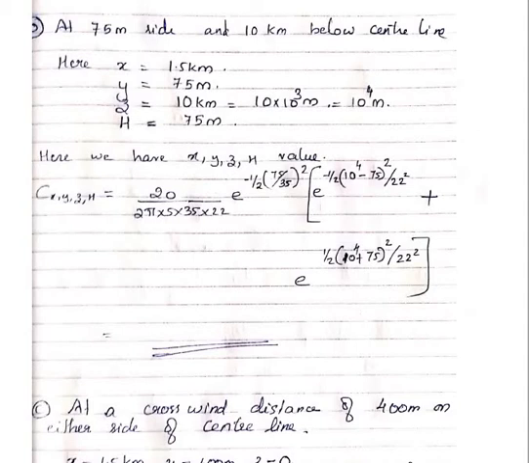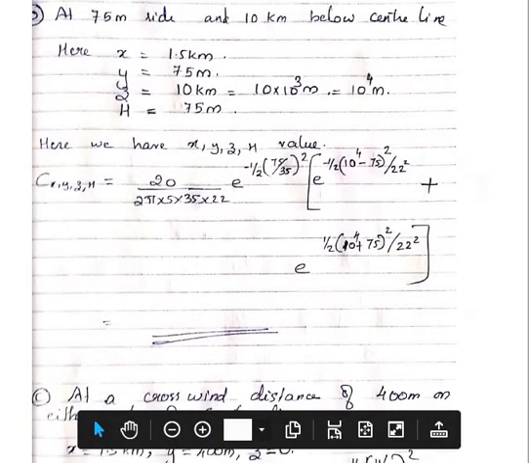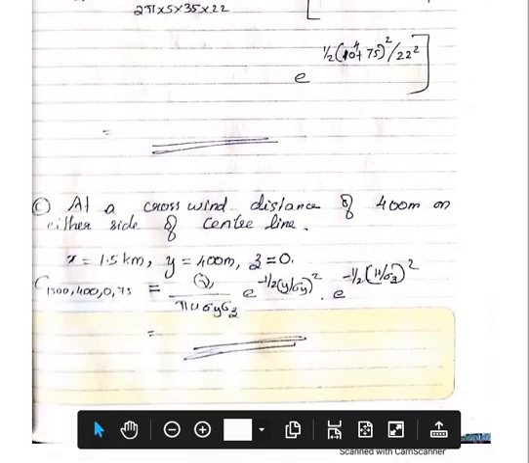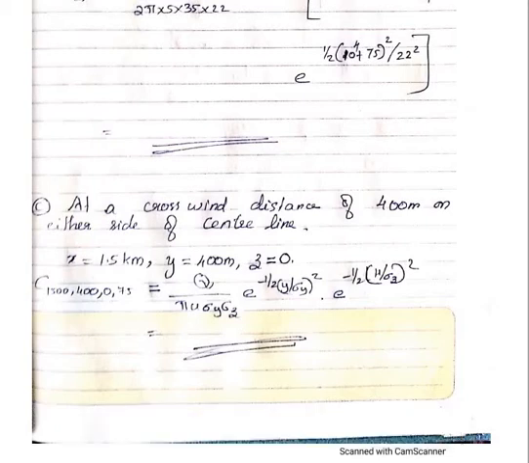So here I include one more condition: at a crosswind direction of 400 meter on either side of center line. In the question, x equal to 1.5 kilometer and crosswind direction means y equal to 400 meter, and it is in the center line, so z equal to 0. Then here we are having the value of x, y, H and z equal to 0. Substitute these values in the second equation, then you will get the concentration.